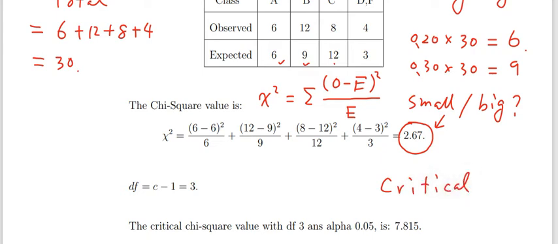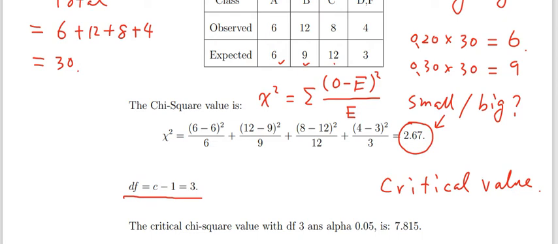Critical value. Right, we use that number to judge what is a big number and what is a small number. In order to check the chi-square table, we need to know the degree of freedom. Here, the degree of freedom equals C minus 1, so it equals 3. Here, C means column.